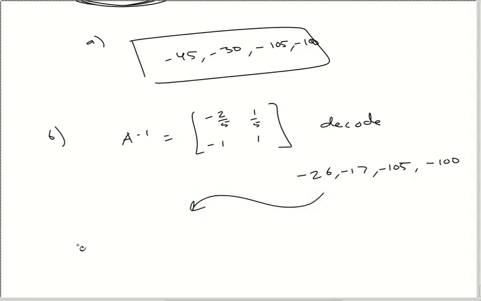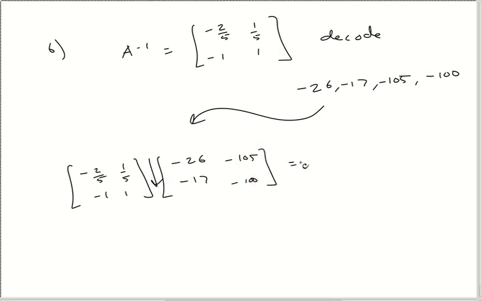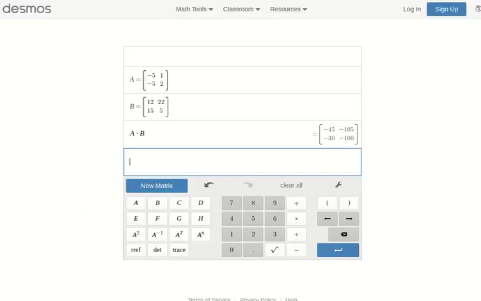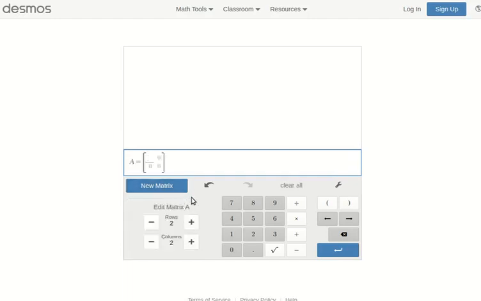And so how this works, of course, is that I'm going to be multiplying this matrix here by these numbers. And I am going down. I'm going down with this. Going down. And so I'm multiplying these two matrices together. Guess where? In Desmos. New matrix. And so I got negative 2/5.